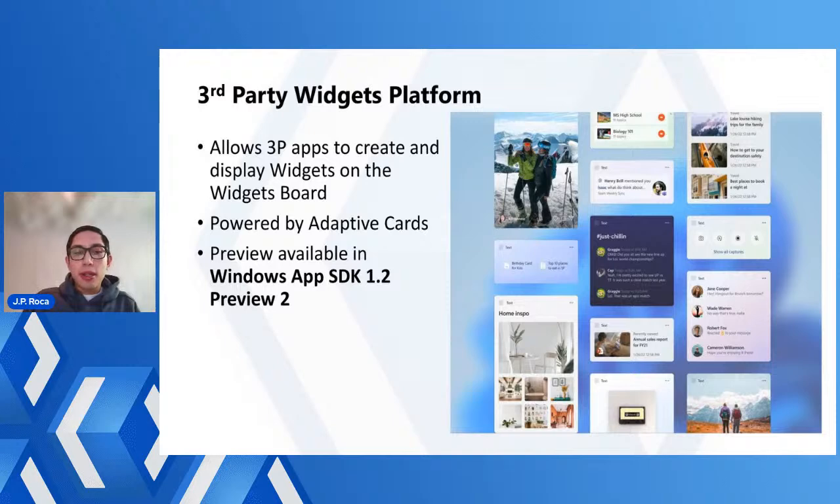Now, a little bit about the third-party widgets platform that was introduced in the WinAppSDK 1.2 Preview 2 release. So previously, when widgets were first introduced in Windows 11, they only allowed first-party apps to be on the widgets board. Our team has been working on what we call the third-party widgets platform. And what this third-party widgets platform does is allow your apps to be displayed on the widgets board as well. The UI for these widgets is powered by adaptive cards. And as I mentioned before, the first preview of this platform is available in the Windows App SDK 1.2 Preview 2.